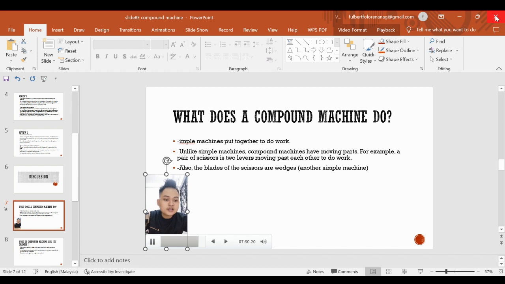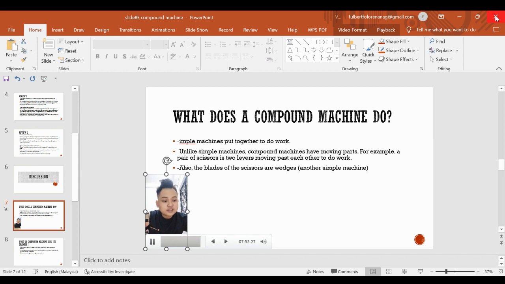Compound machines have a mechanical advantage over simple machines. This is due to the fact that the mechanical advantage of a compound machine equals the product of the mechanical advantages of all its simple machines. The greater the number of simple machines in it, the greater the mechanical advantage.